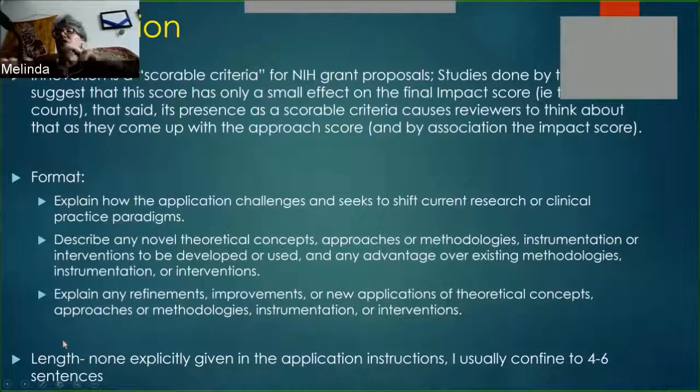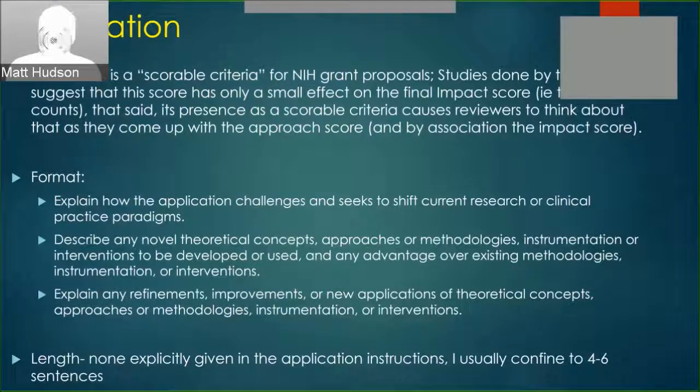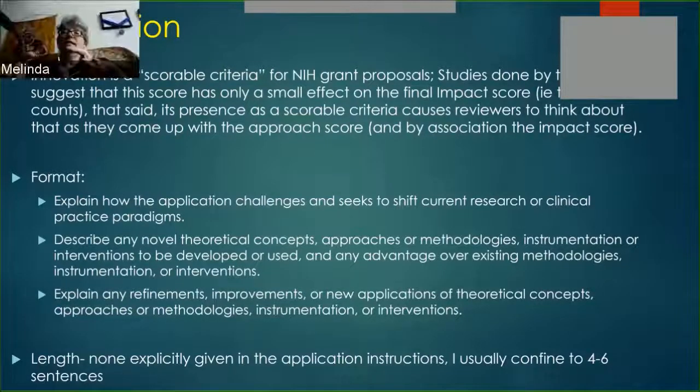Now, the length of this, it's relatively short. They actually don't explicitly give it in the application instructions, but confine yourself to 4 to 6 sentences, like a third of a page tops. Mine are usually more like a quarter of a page.